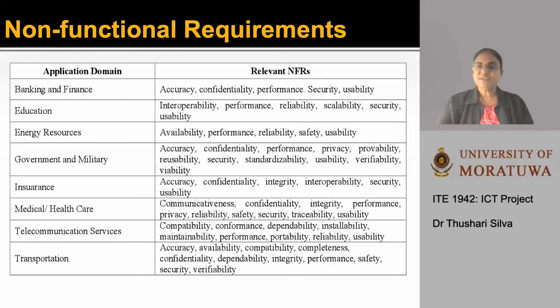When we go to the government and military related applications, so the domain is government and military, security should be coming first. And also the standardizability, usability, verifiability, viability, it's a very high level domain. Privacy, performance, confidentiality, accuracy. So those are really matters. So you might say that not everything is related to all domain systems.